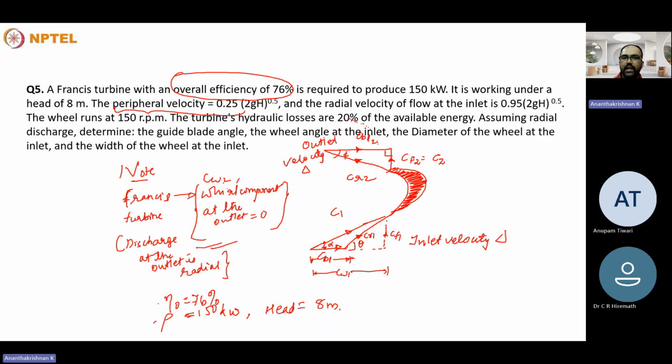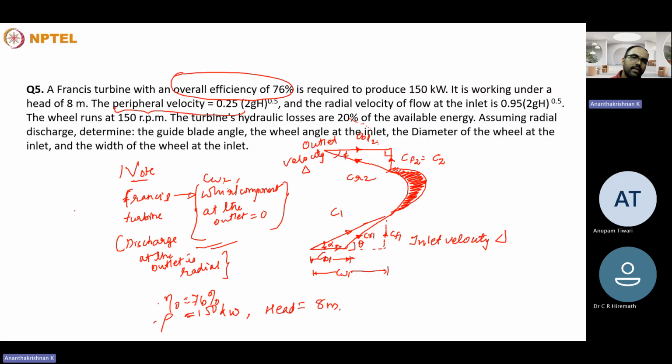You can calculate the guide blade angle, wheel angle at the inlet. Tan theta is equal to CF1 divided by CW1 minus CB1. Everything is calculated. So blade component velocity is nothing but the peripheral velocity. We got it from this equation. And then the diameter of the wheel at the inlet and the width of the wheel. So diameter of the wheel at the inlet, from the blade velocity we have calculated using this equation, we can equate the peripheral velocity of the blade equal to pi D N divided by 60, and D is the only unknown because N is known. It's 150 rpm. Then you can compute the diameter at the inlet.